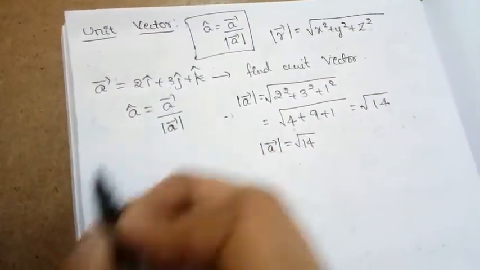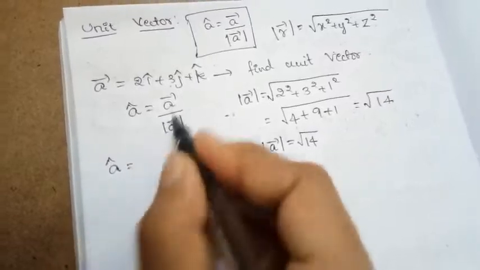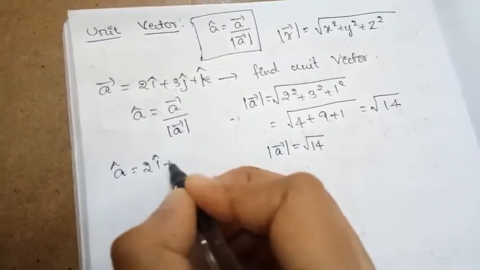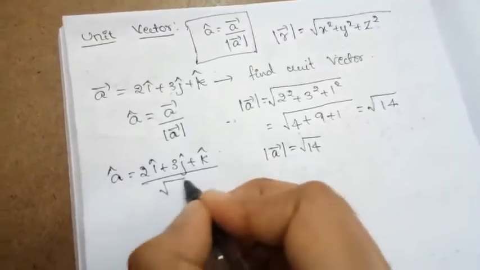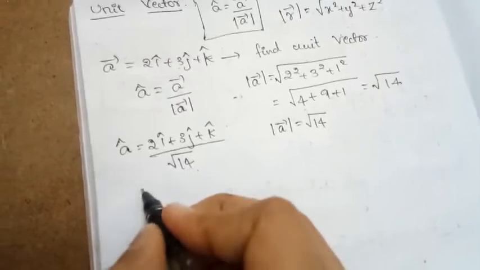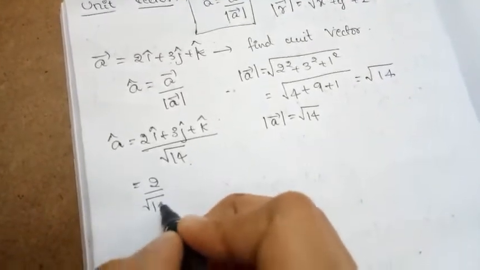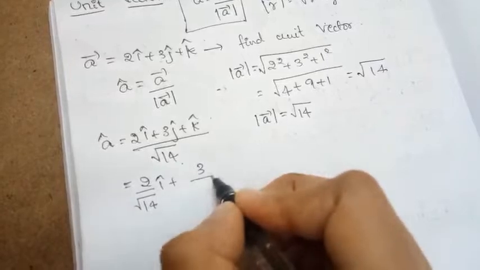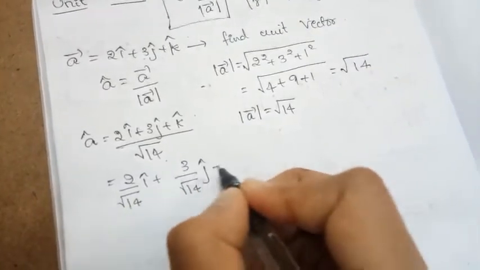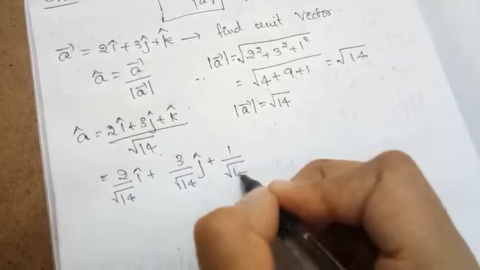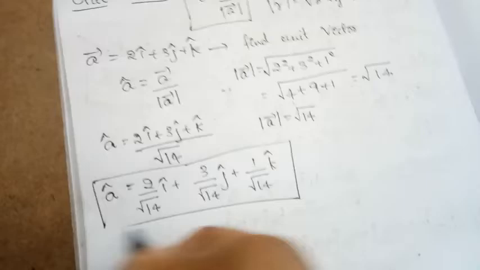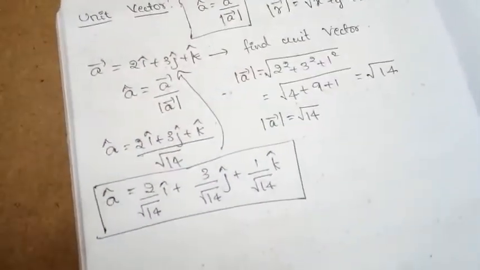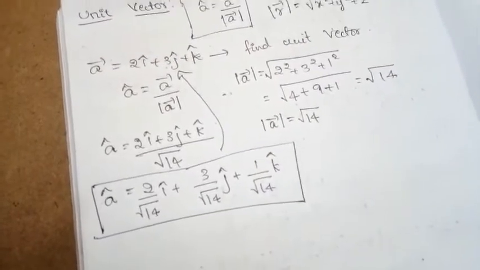Now substitute that here. So A cap, what is our vector A? It is 2i cap plus 3j cap plus k cap divided by root 14. So it is represented as 2 divided by root 14 i cap plus 3 divided by root 14 j cap plus 1 divided by root 14 k cap. So this is nothing but the unit vector of the given vector. This is how we are going to find a unit vector of a given vector.